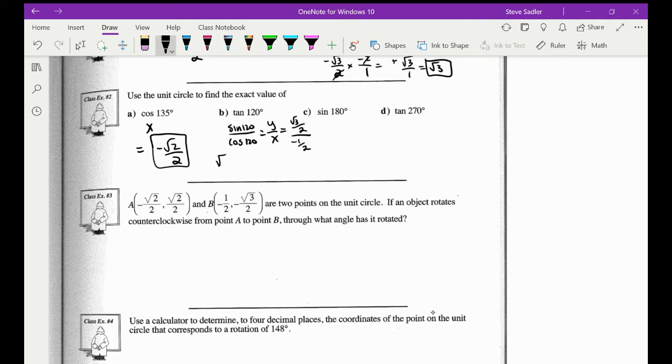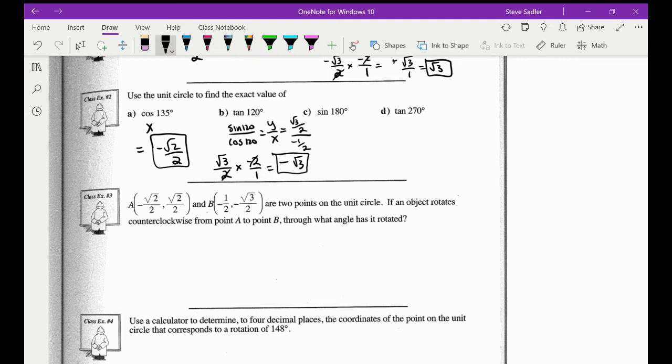So we're going to keep, switch, flip. Root 3 over 2 multiplied by negative 2 over 1. Positive times a negative will give us a negative value. And 2 over 2 cancels, so we're left with negative root 3 over 1, or just negative root 3.